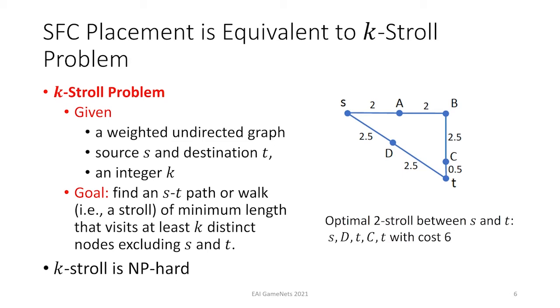In the image on the right, we can see the optimal stroll where k equals 2 with source node S and destination node T. The optimal stroll path is S, D, T, C, T. And when we add up the edge costs in this path, we see that the traversal has a cost of 6. An example of a non-optimal path is S, A, B, C, T. And this path results in a cost of 7, which is greater than the optimal 2-stroll given under the image. The k-Stroll problem itself is NP-hard.